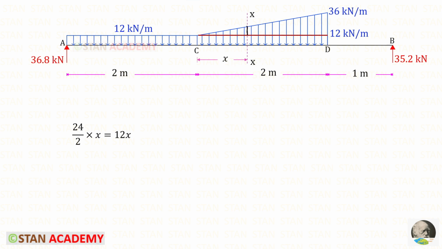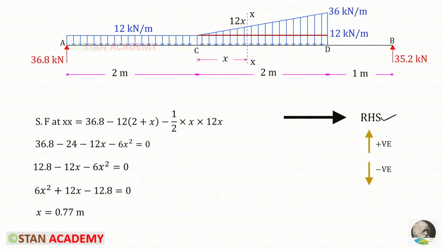We need to find this height. For the distance of 2, the height of the triangle is 36 minus 12, so it will be 24. So for 2 it is 24, but we need the height at the distance of x. In this way we will get the height as 12x.